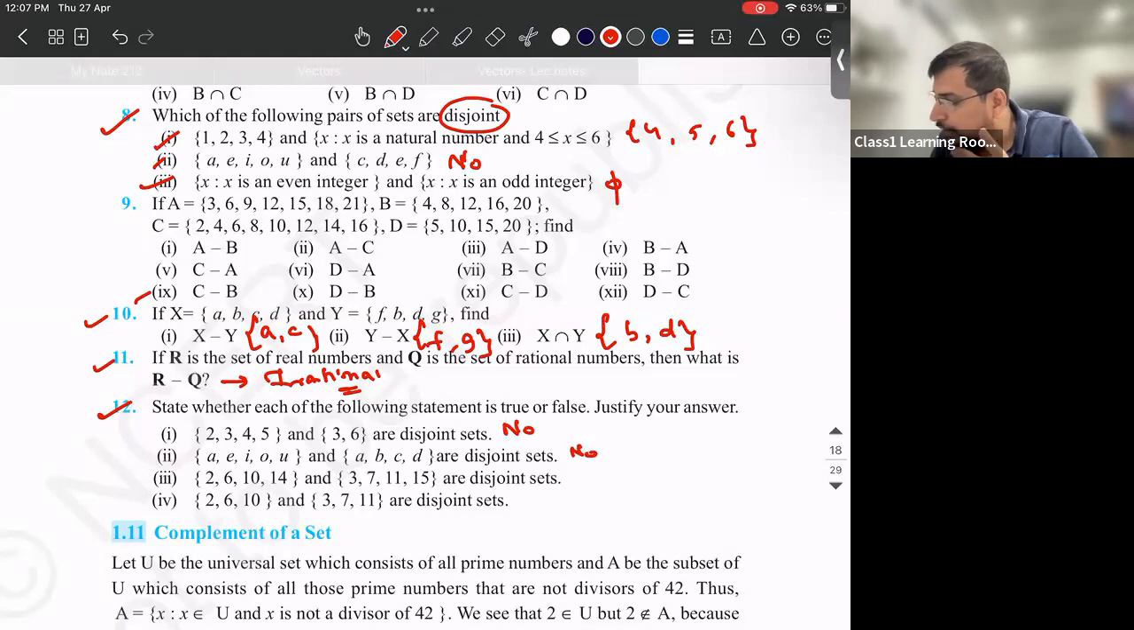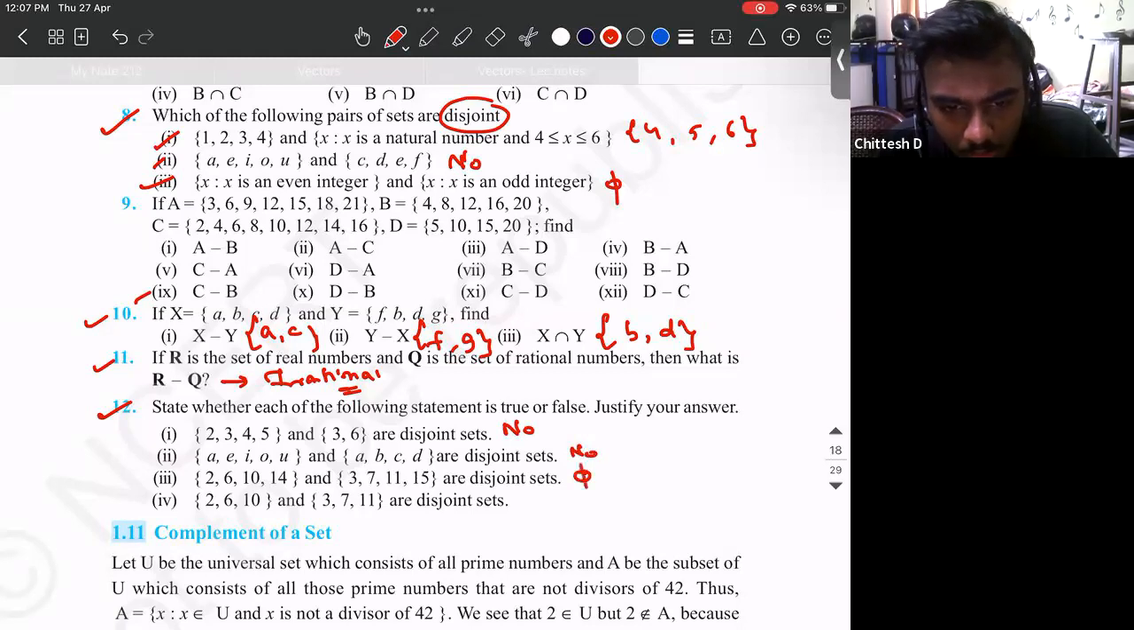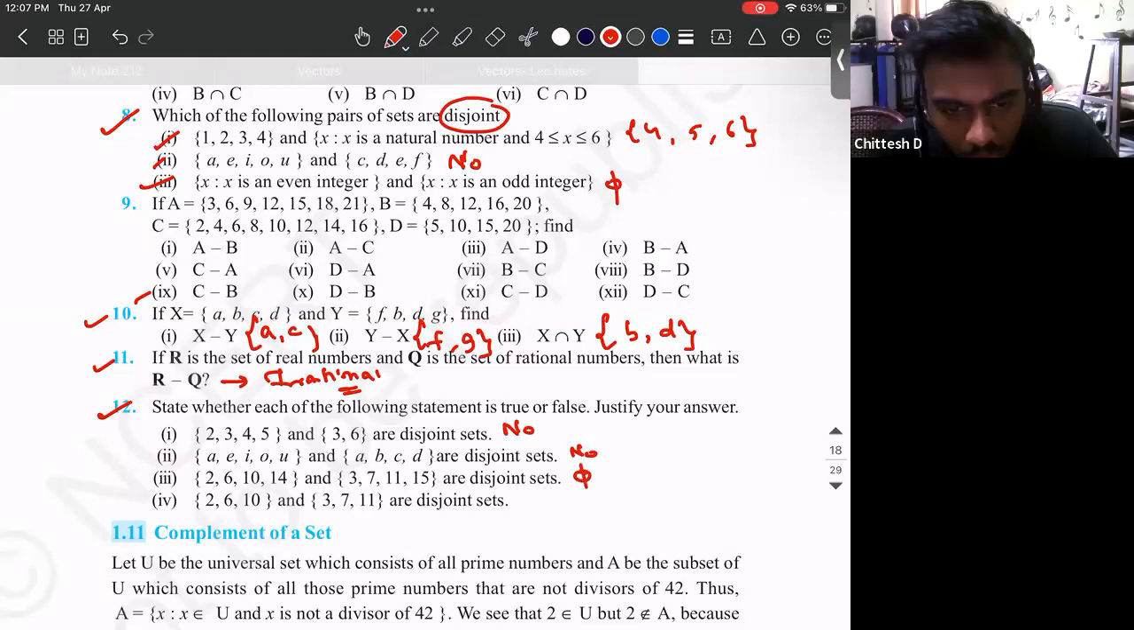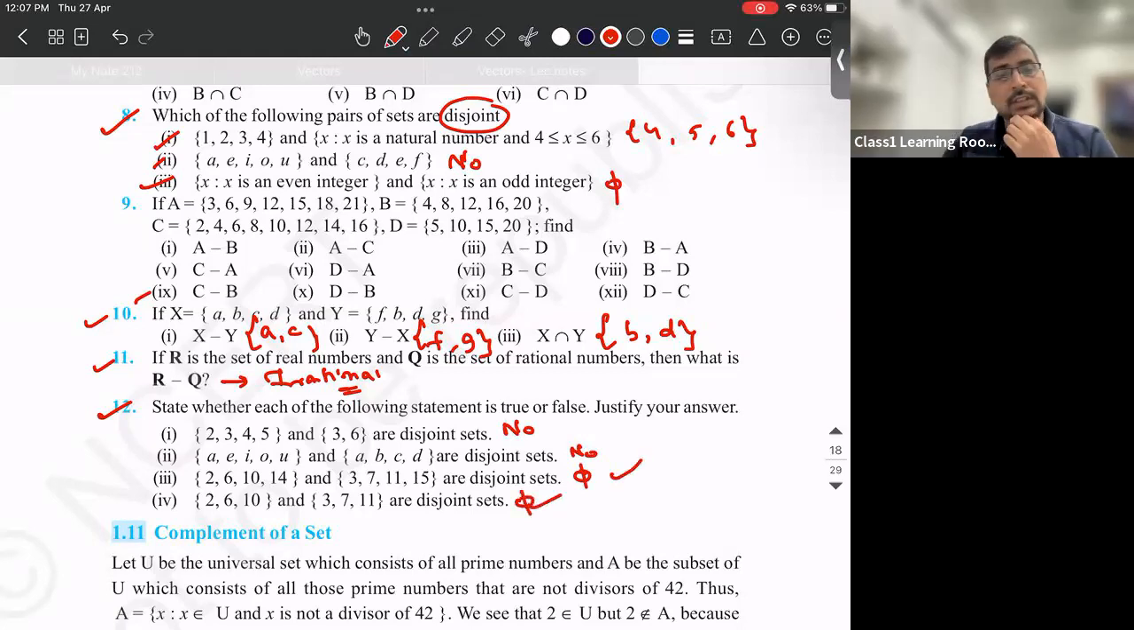2, 6, 10, 14 and 3, 7, 11, 15 are disjoint sets. They are disjoint because one is even and the other is odd. So 2, 6, 10 and 3, 7, 11 are also disjoint. And the null set, so S and S. That's right. So I hope you could understand. Yes, sir. It's simple.